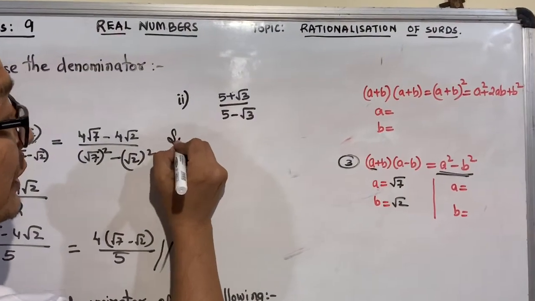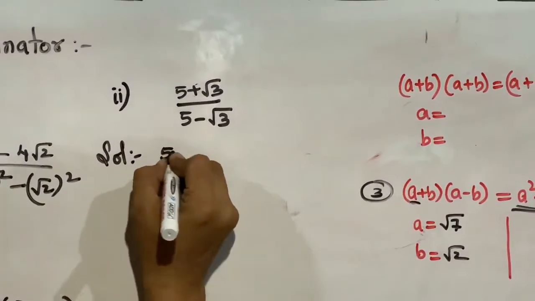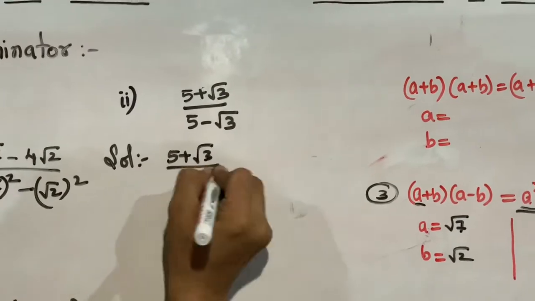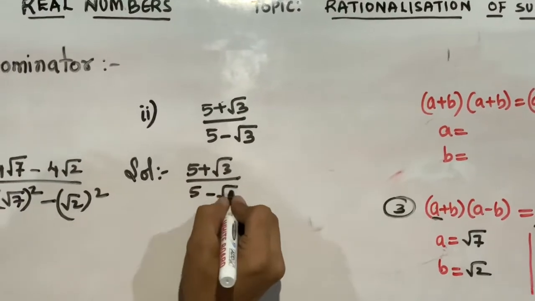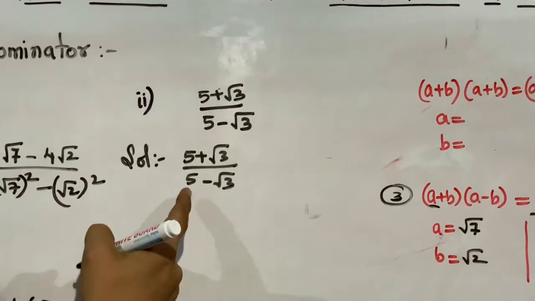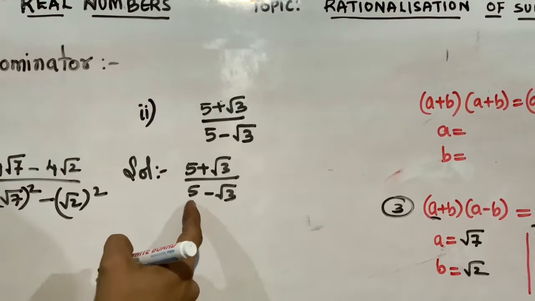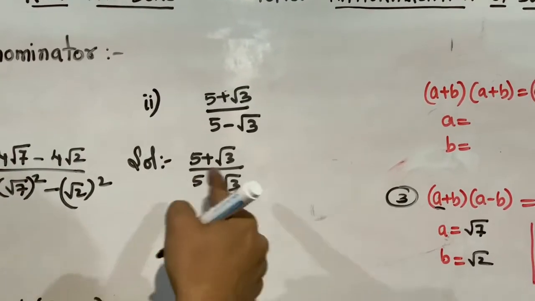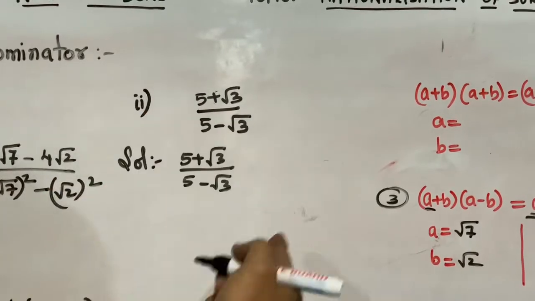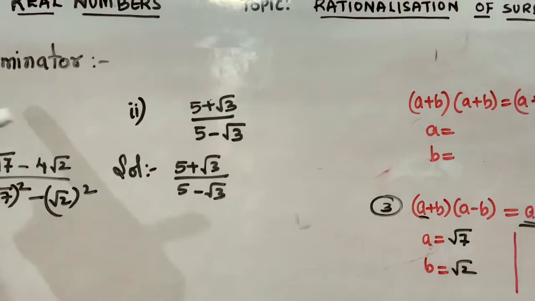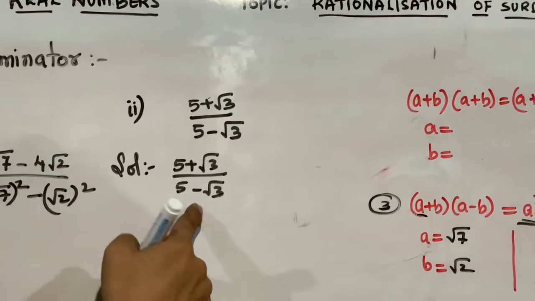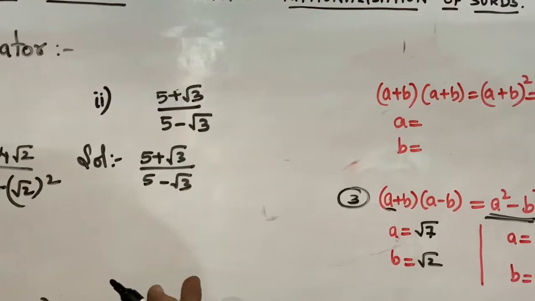So to do this, (5 plus root 3) divided by (5 minus root 3). Here the denominator is irrational. The denominator cannot be irrational; the denominator must be rational. So this is how we rationalize the denominator, the standard form.